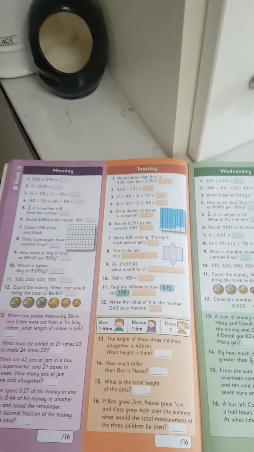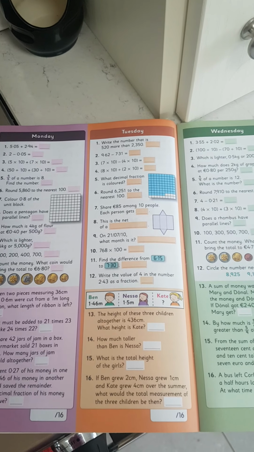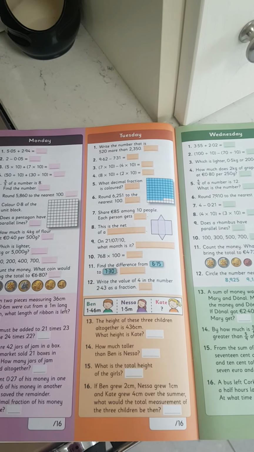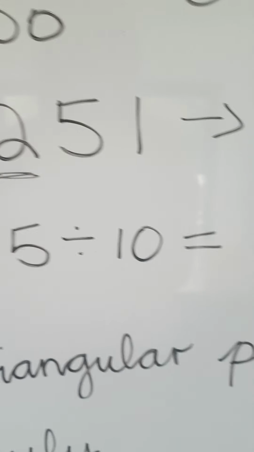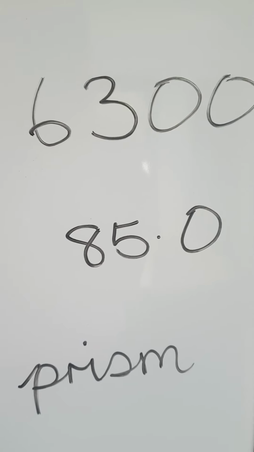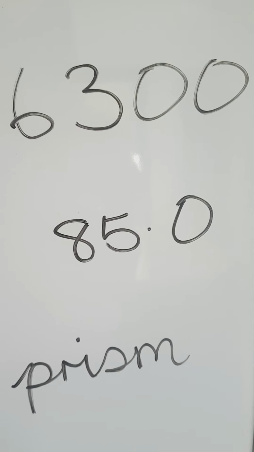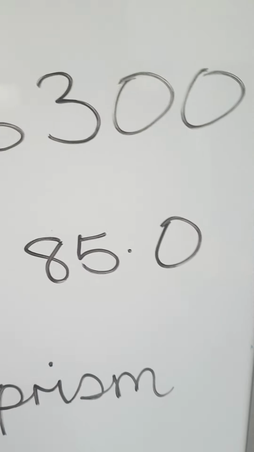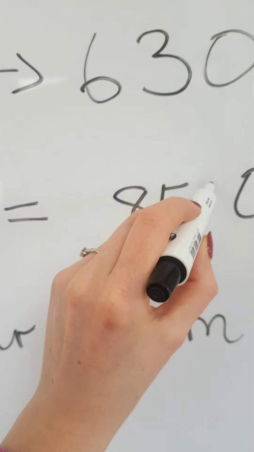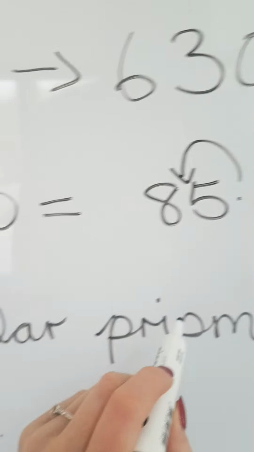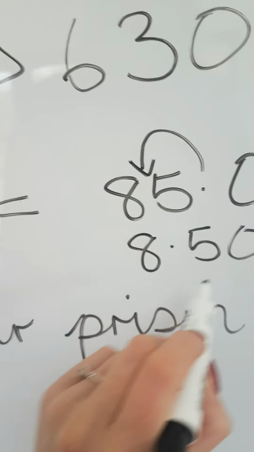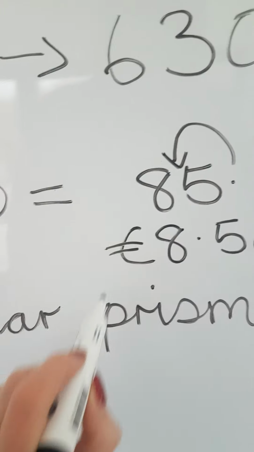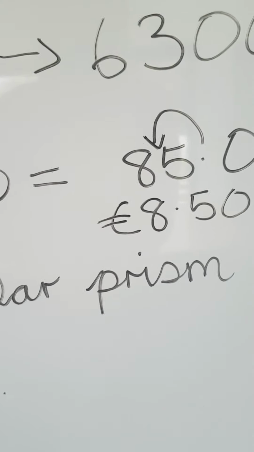Question 7 says, share €85 among 10 people. So we know when we see the word share, it means divide. So I'm dividing €85 by 10. What I would do is add a decimal in there, 85.0. And then when I'm dividing by 10, I can just move my decimal over one place. So it becomes 8.5, which is like €8.50. So they all get €8.50.